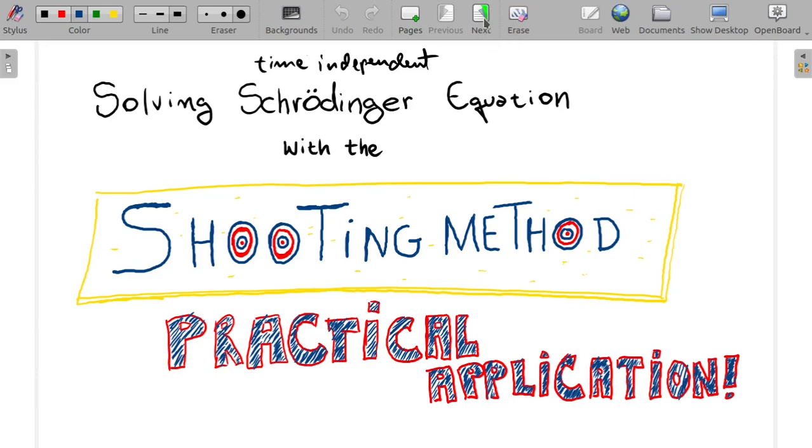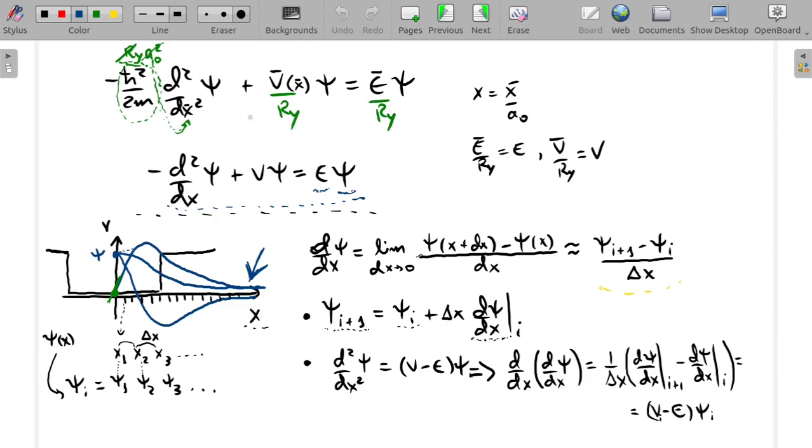Just to review what we did before, what we are going to solve here is the time-independent Schrödinger equation in one direction. The direction here is x, the x-axis. The potentials we made in a dimensionless form. So energies are divided by the Rydberg energy, and distances, the spatial variables, are divided by the Bohr radius. In the end, you find this equation that is in a dimensionless form.